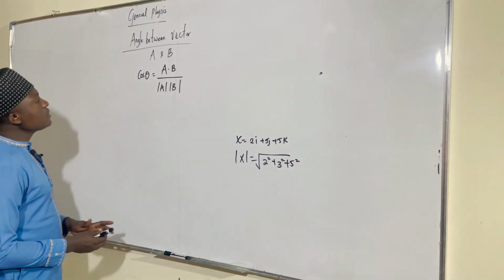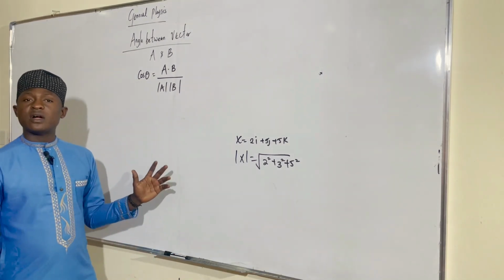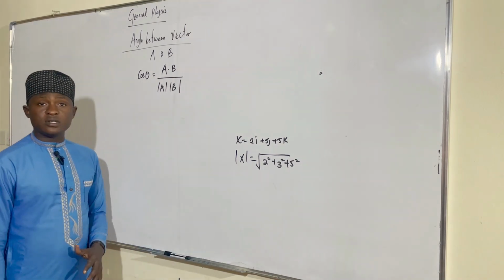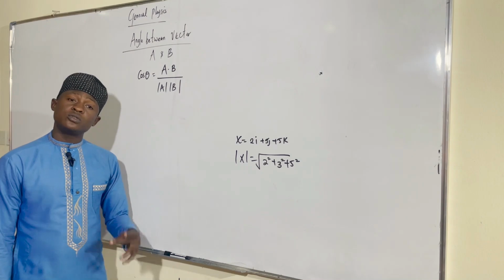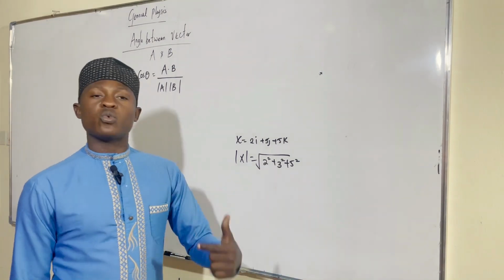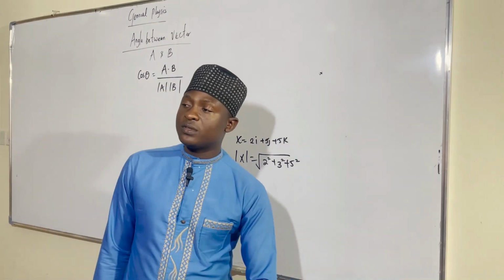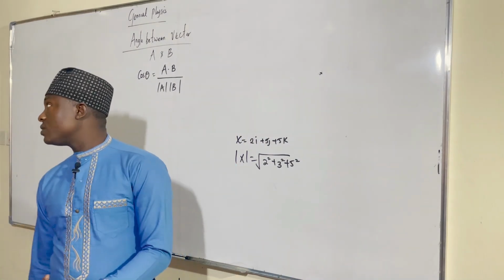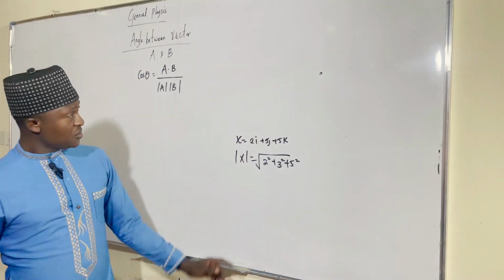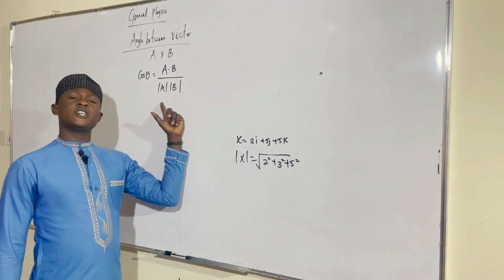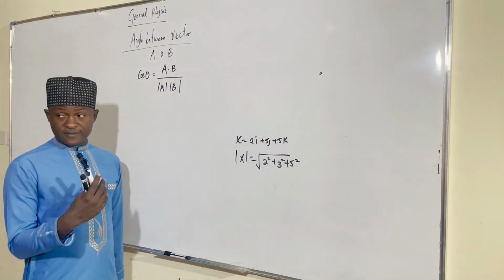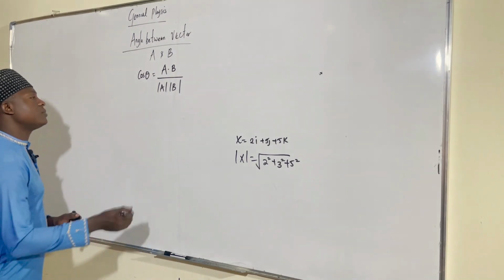Now, if I want to find the angle between two vectors, the first thing I will do is find my A dot B, meaning I'll find their dot product. You know the condition for the dot product: I dot I is 1, J dot J is 1, K dot K is also 1, but if they are different, that's going to be 0. Then I'll find the absolute of the first one, get the absolute of the other one too, then I will divide and find the cos inverse of the result.